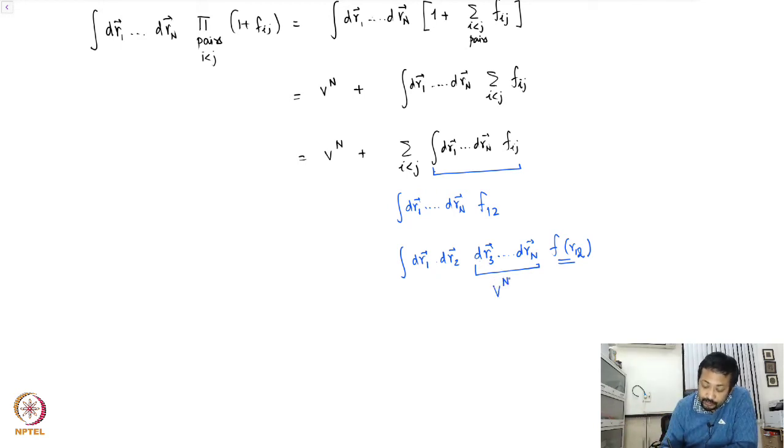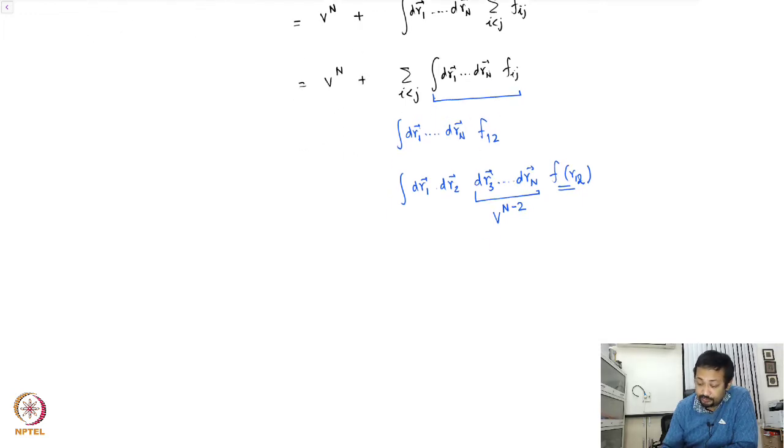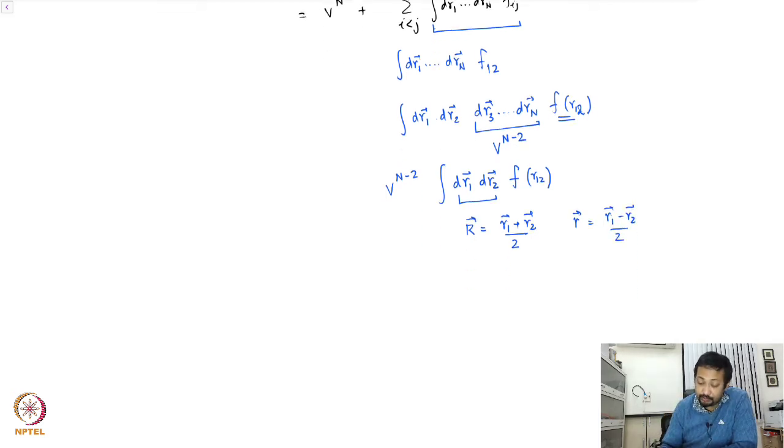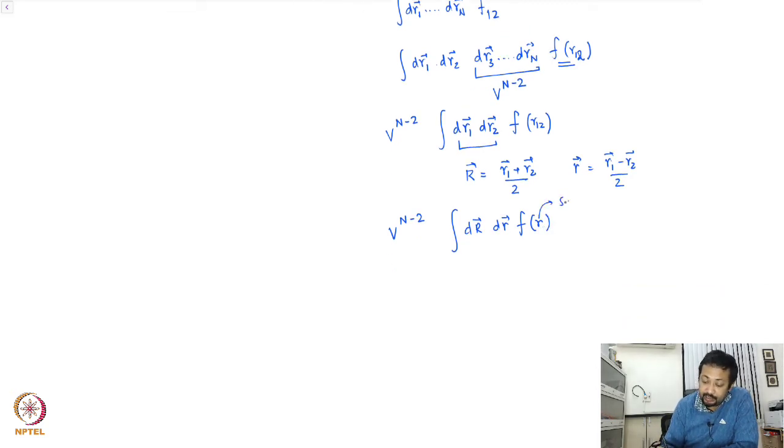So this is going to give you V to the power n minus 2. There are n minus 2 integrals over here. So this comes out as V^(n-2) times the integral dr1 dr2 f of r12. But now I know how to handle such a measure. I will go to the center of mass coordinate, which is (r1 plus r2) divided by 2, assuming they have the same mass, and the separation r, which is r1 minus r2. The Jacobian of the transformation is unity, and you are going to get V to the power n minus 2 times the integral d of r, small r, f of r. This is a scalar r, please note that, whereas this is an integral over a vector.